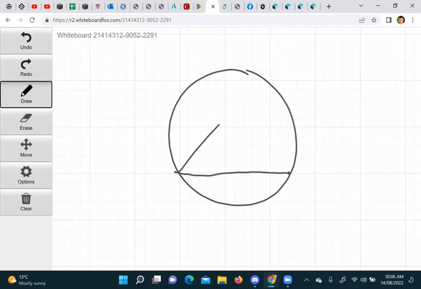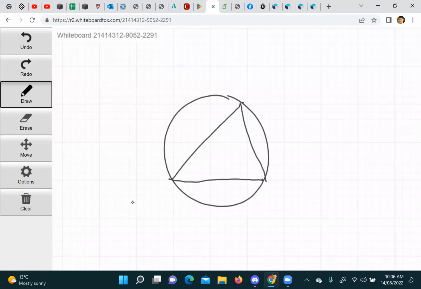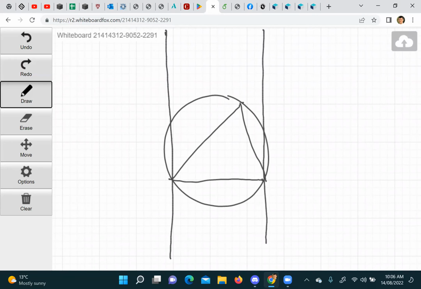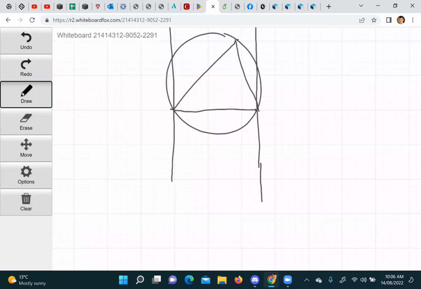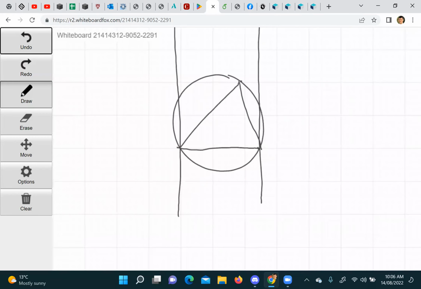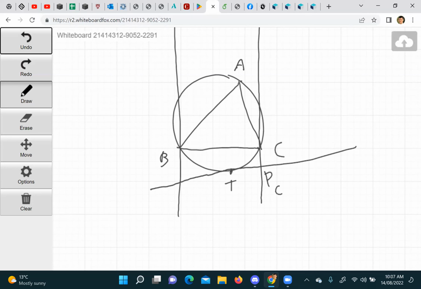You have an acute triangle ABC, and then you have these vertical lines perpendicular to BC going through B and C. Then you have a tangent line going through T. It's called PC and PB.